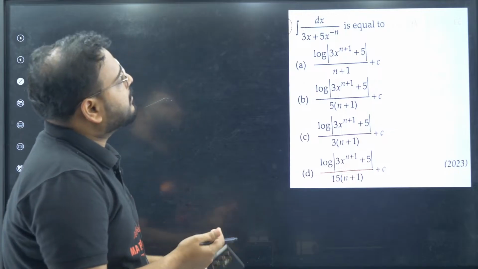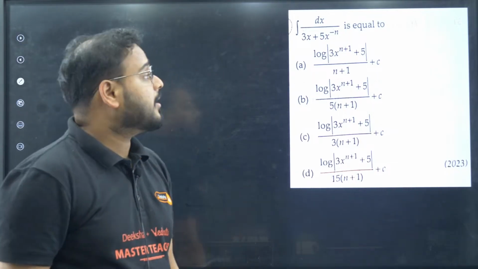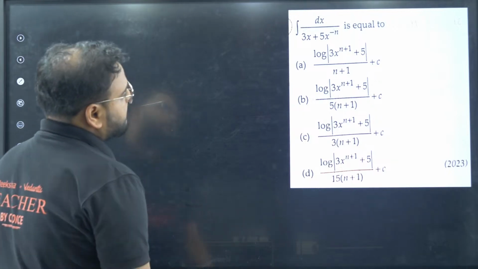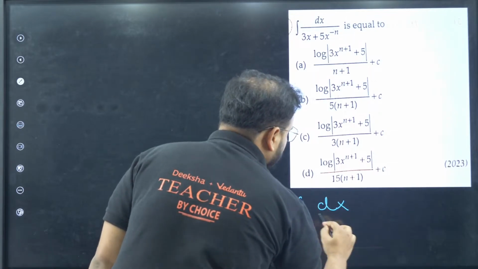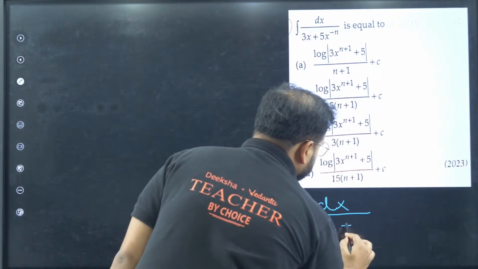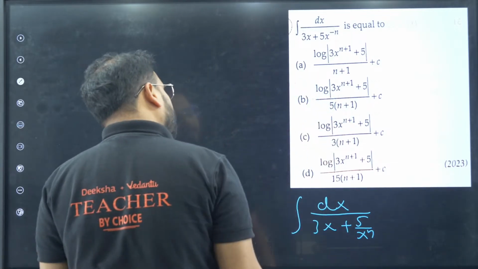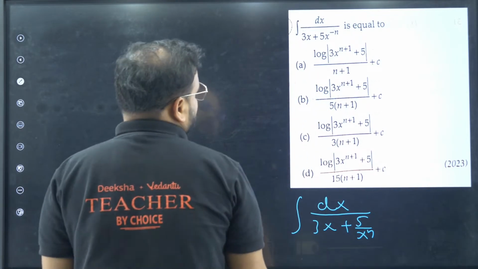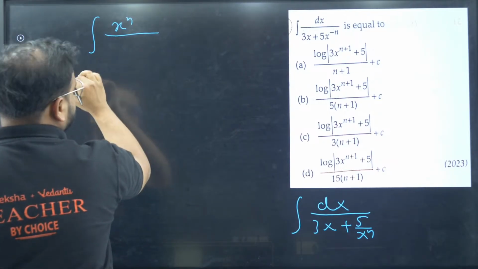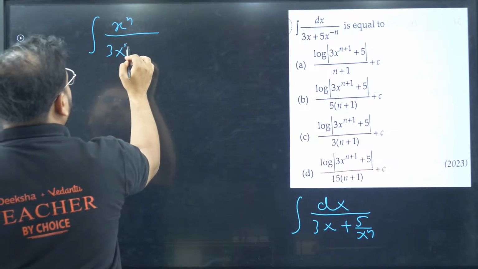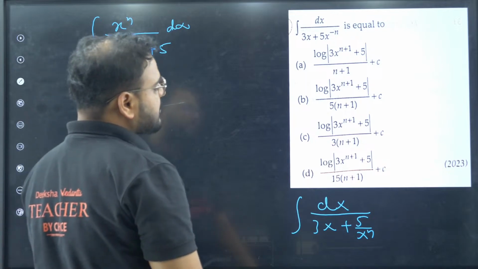What is next? The integral of dx upon 3x plus 5 times x power minus n. How do you solve this question? Take x power n in the denominator. You'll have this fraction as dx upon 3x plus 5 upon x power n. Simply multiply everything by x power n. You'll have x power n divided by 3 times x power n plus 1 plus 5, and of course dx is there.